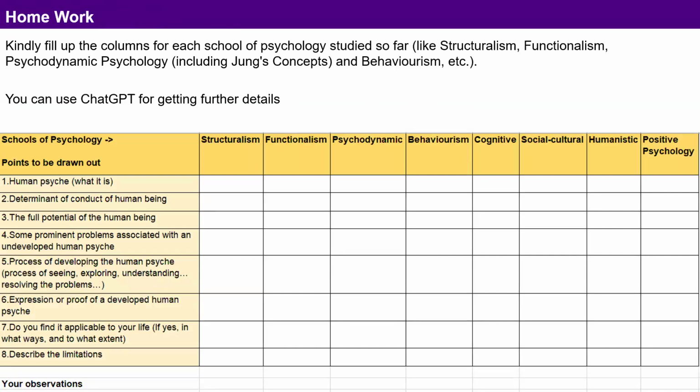Observe them. So the task to be done is to go through all these various schools and perspectives of psychology. So we talked about all these 8 schools or perspectives. Try to look at them closely and try to find out these 8 responses to the 8 questions here. So that is the homework that I would like to give in this session.